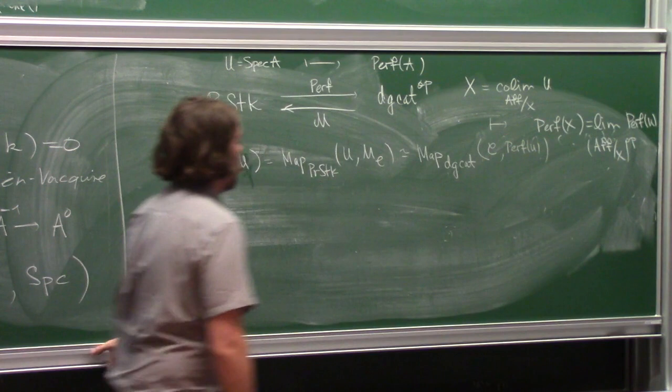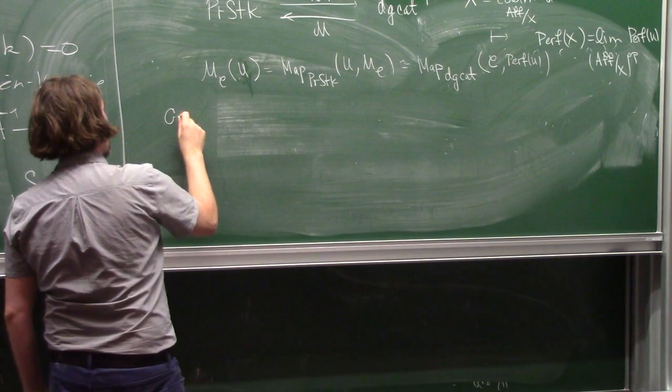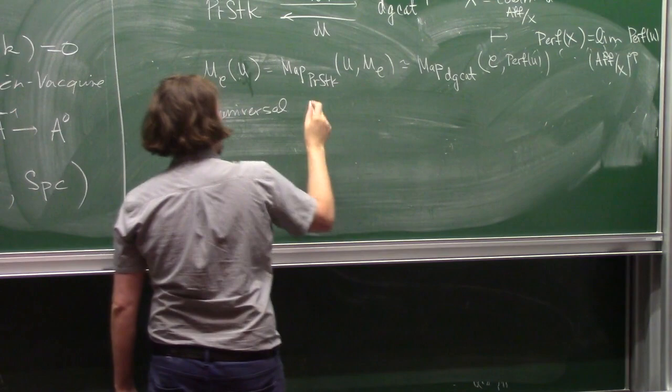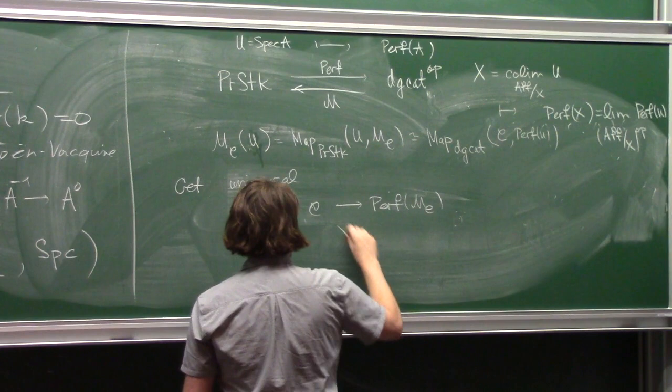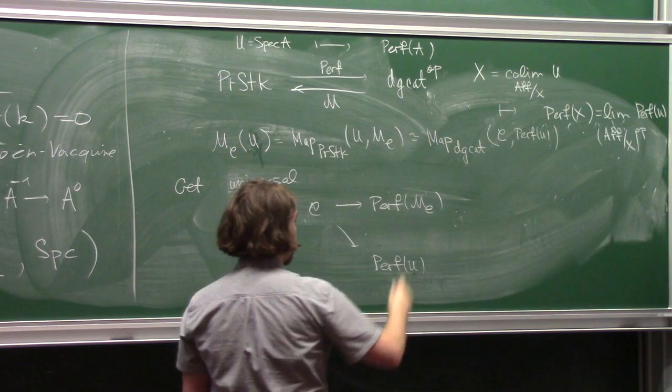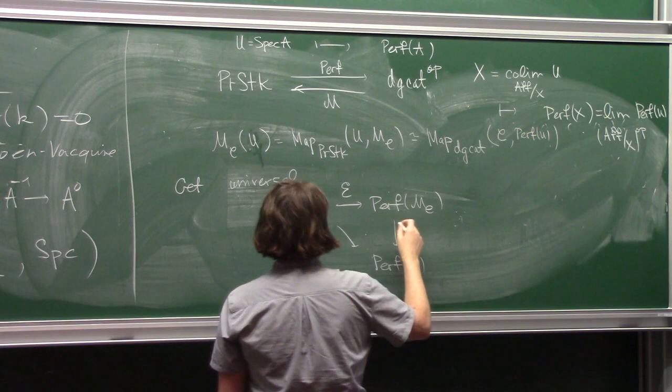And then taking U equals M_C itself, we get a universal functor from C to perfect complexes on this moduli space, such that if I had any other functor like this, that's the same as a U-point in M_C, it's given by pullback. So this is the universal such thing. This is some other one, which gives a map from U to M_C, and I just pull back along there.